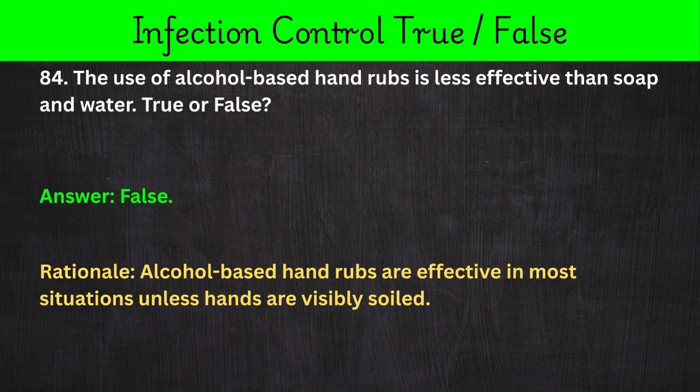84. The use of alcohol-based hand rubs is less effective than soap and water. True or false? Answer: false. Rationale: alcohol-based hand rubs are effective in most situations unless hands are visibly soiled.